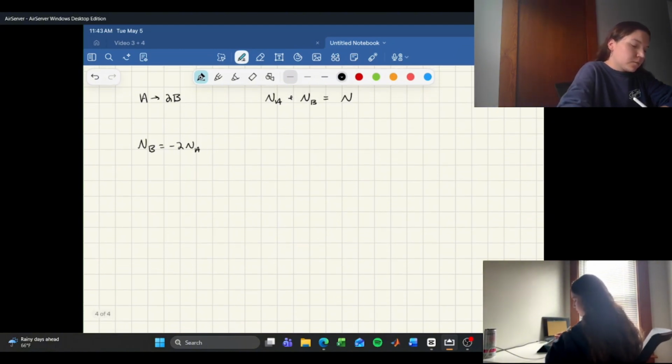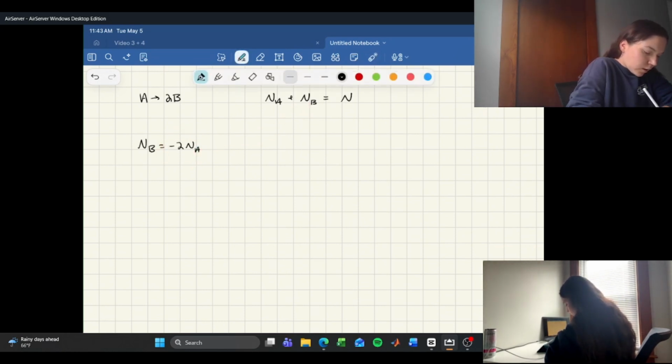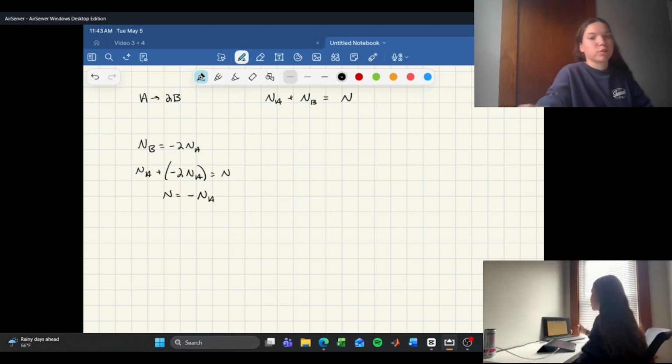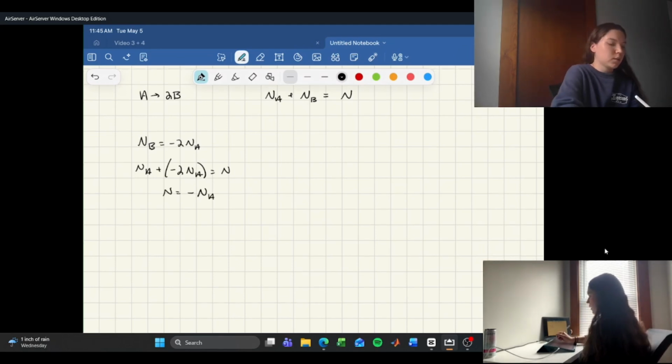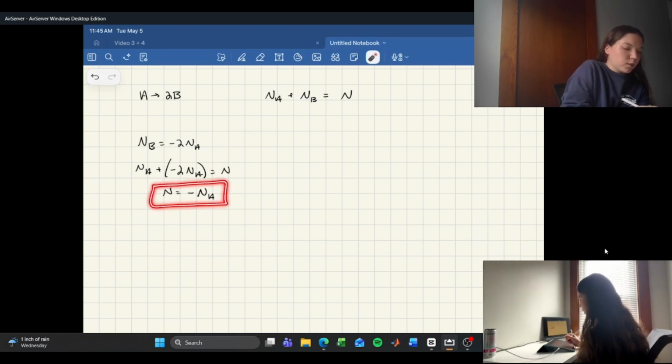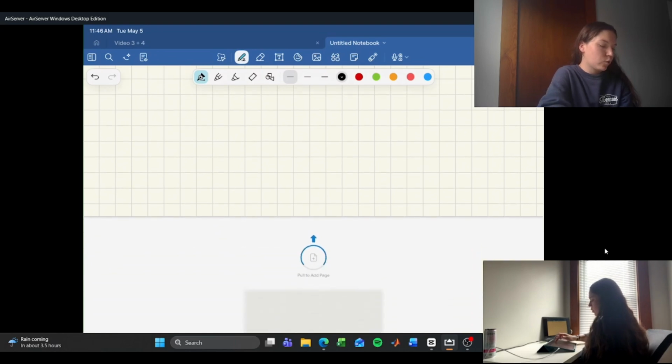And then we can plug this back in here for NB. So we have the molar flux of A plus negative 2 molar flux of A is equal to N. So this is going to give us that N is equal to negative molar flux of A. Or the total molar flux is going to be equal to the negative molar flux of A. So then this is the relationship between the total molar flux and the molar flux of component A. In this case, they're equal and opposite. We can do this again for one more example.